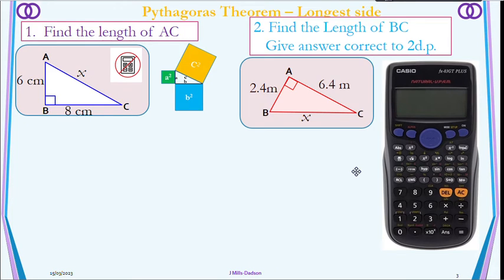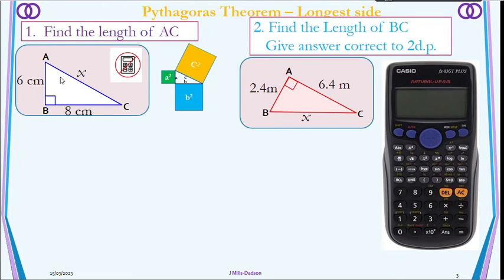Hello, welcome. Let's continue our lesson on Pythagoras. So here we're going to learn how we use it to work out the missing length for a right angle triangle. And you must know how to work it out without a calculator and how to work it out with a calculator, because it can come in both papers.